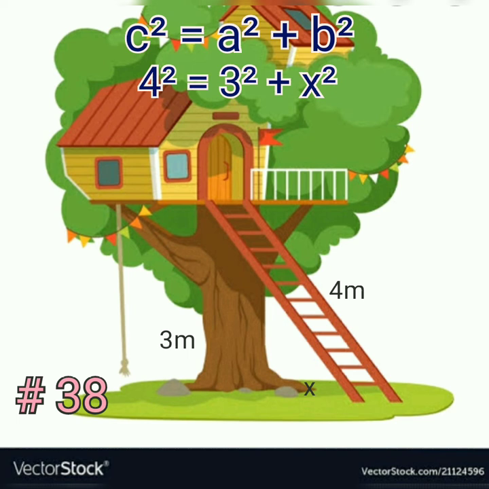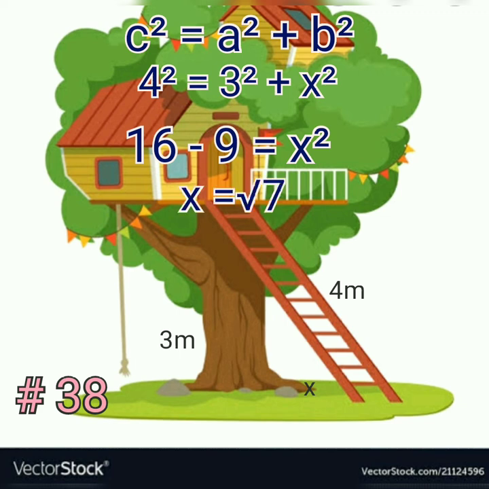So we have 4 squared is equal to 3 squared plus x squared. 4 squared is 16 and 3 squared is 9. So we have 16 minus 9 is equal to x squared. X is equal to square root of 7. So the distance between the foot of the ladder and the foot of the tree is equal to square root of 7.